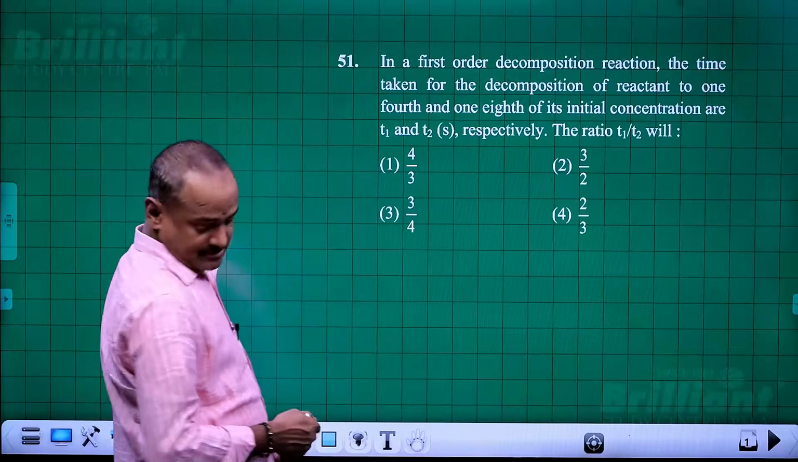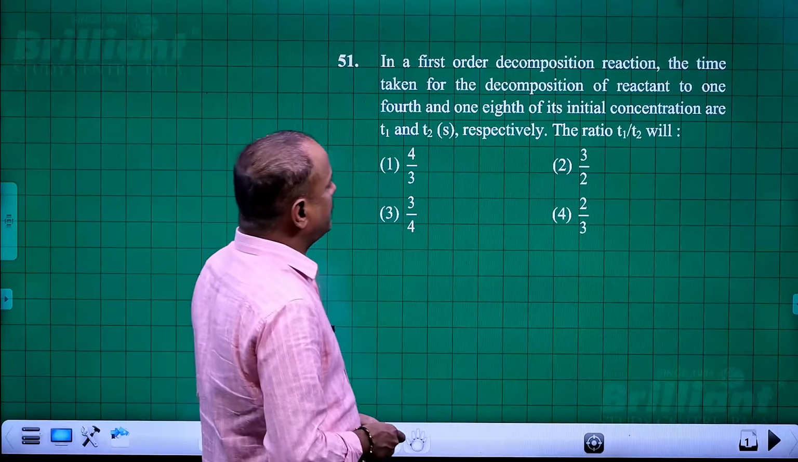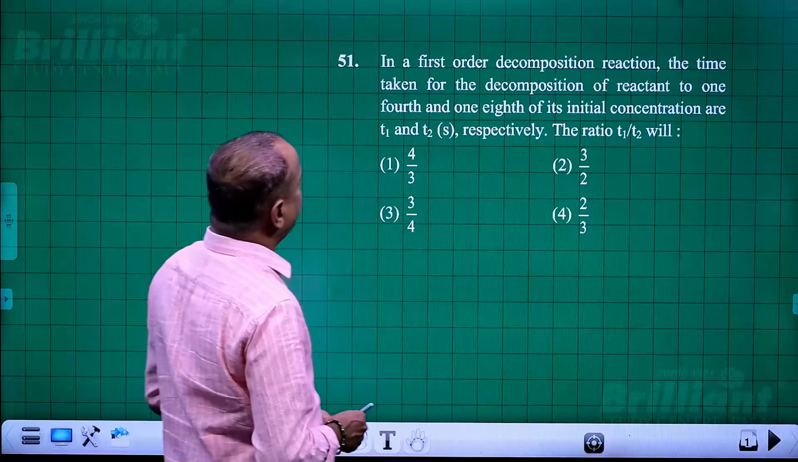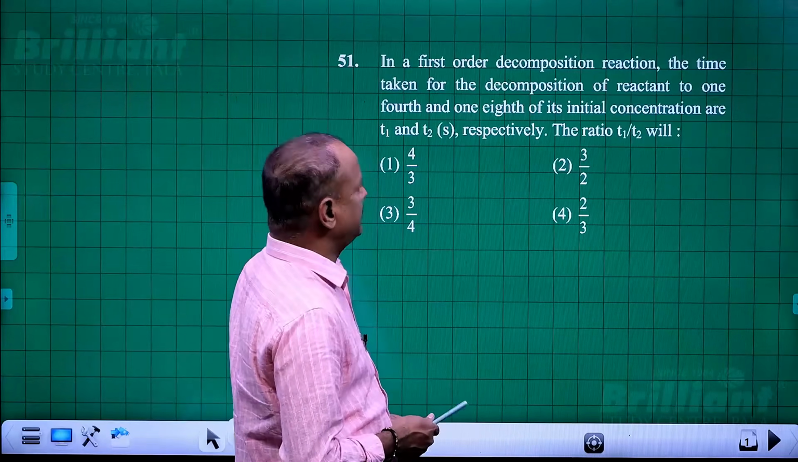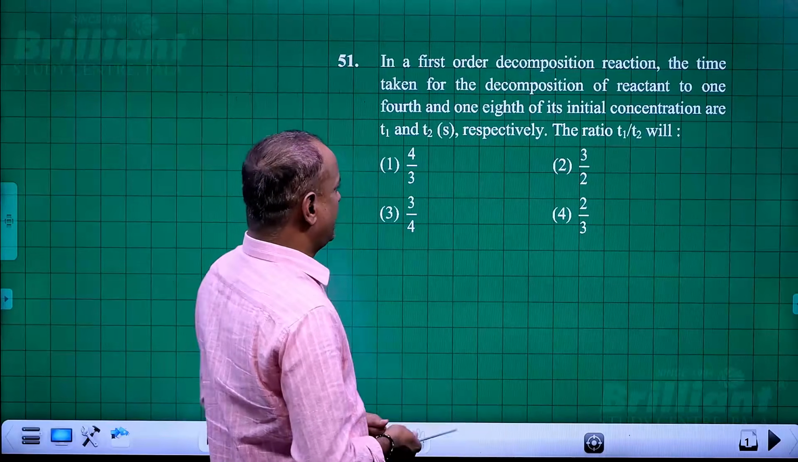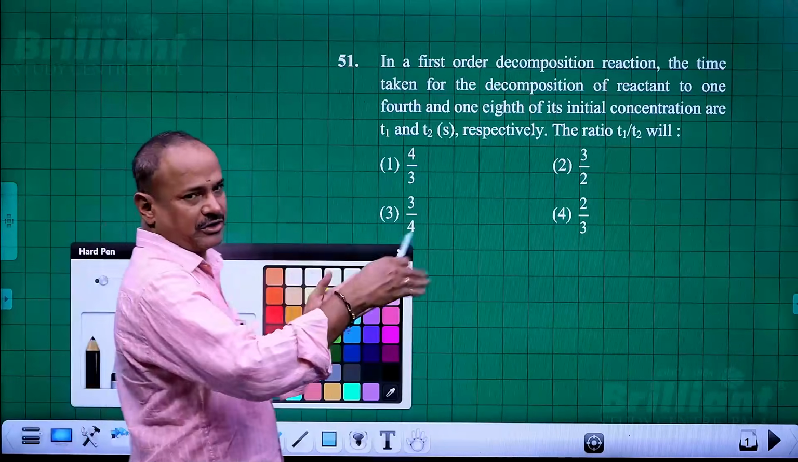So let us start chemistry part 2. In a first order decomposition reaction, the time taken for the decomposition of reactant to 1/4 and 1/8 respectively are T1, T2. 1/4 to 1/8. So continuation only.